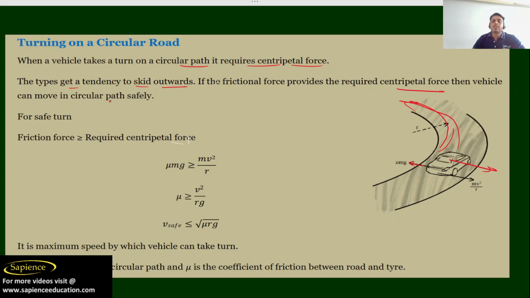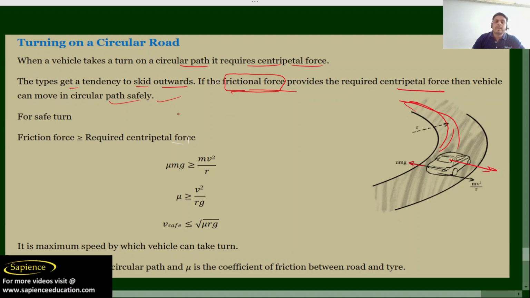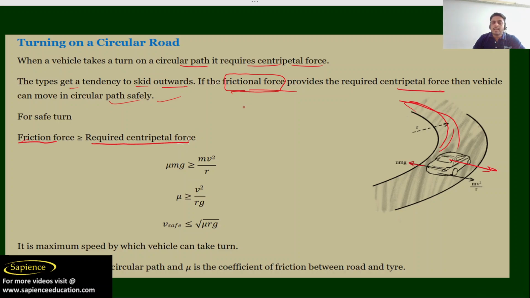So for the vehicle to move in a circular path safely, the force which acts as a centripetal force is only the frictional force. Now for a safe turn, the friction force should be greater than the required centripetal force. If the friction force is less, then what will happen? The car will move outward, or the car will skid. So avoid this. Friction force must be greater than the required centripetal force.